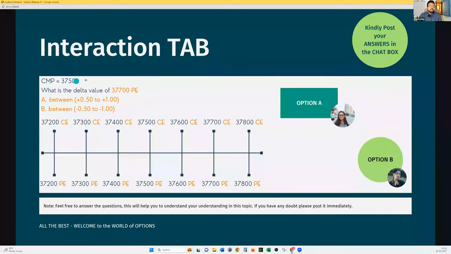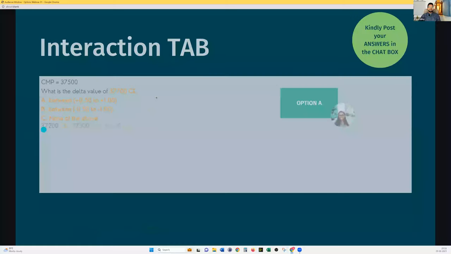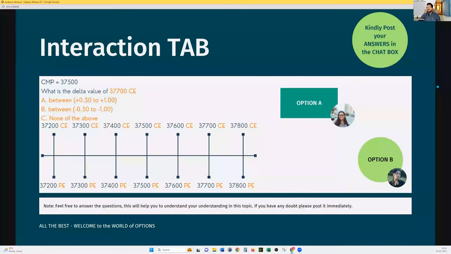Okay, now market is trading at 37,500. The 37,700 put option will have the delta value between 0.5 to 1 on the negative side, so negative 0.5 to negative 1. Okay, your answer is going to be B. Superb, superb. I can see a good number of answers. Everyone's answer is correct. I'm really happy. Okay, so what is the delta value of the 37,700 call option? Whether it's going to be A or B or C.